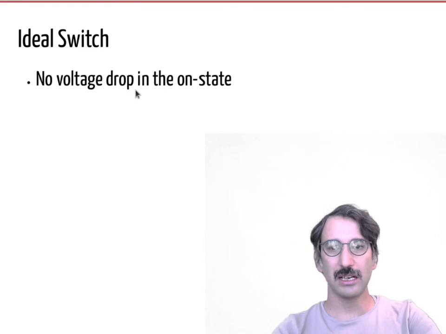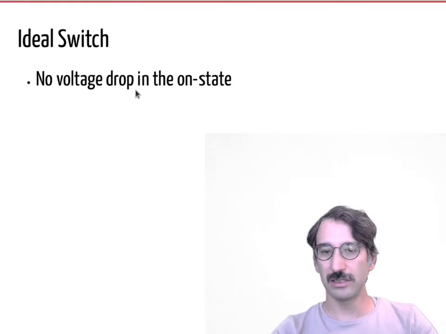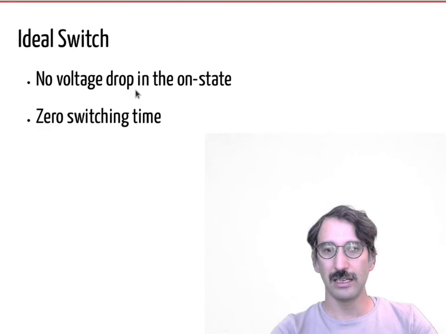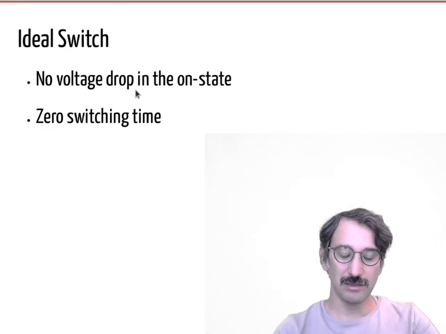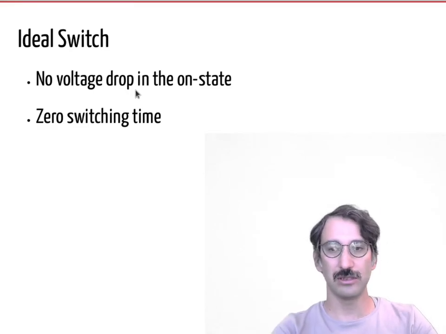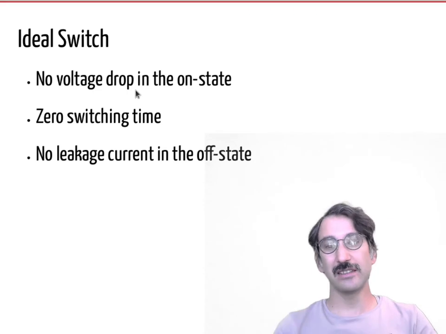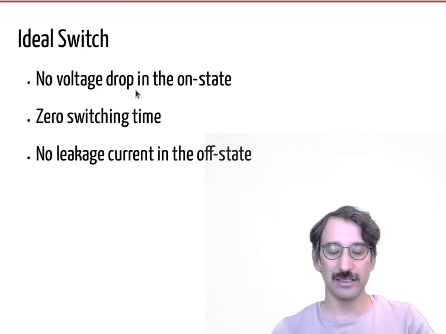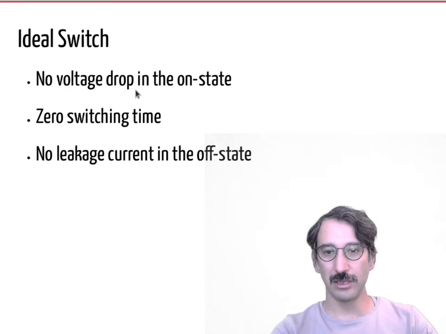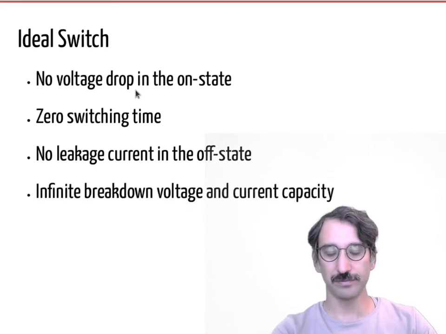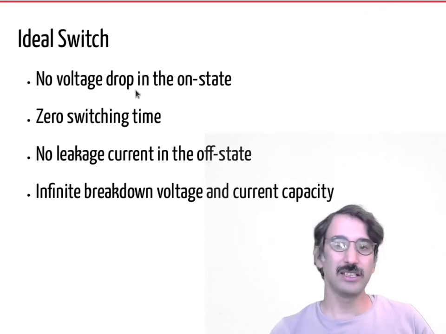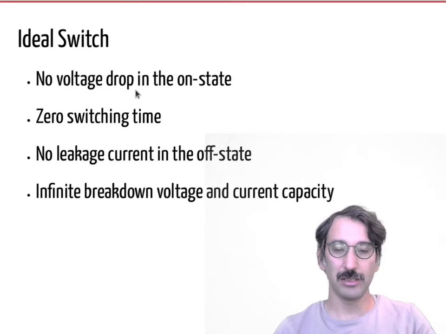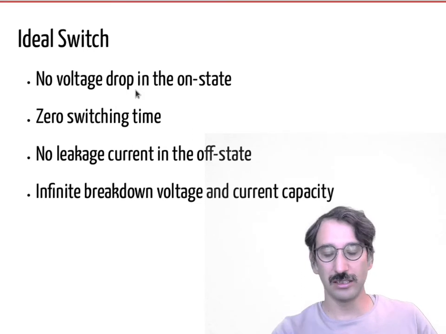So basically an ideal switch has no voltage drop in the on state, so it is like a perfect conductor. And it has zero switching time: when you say turn off, it immediately turns off and there is no switching time at all. And when it is in the off state, there is no leakage current as in a transistor, so it is like a perfect insulator. And then of course it should be able to carry an infinite amount of current, and it has the capability of blocking infinite voltage. In a normal transistor, both voltage and current are limited.